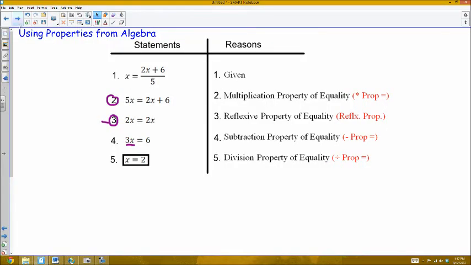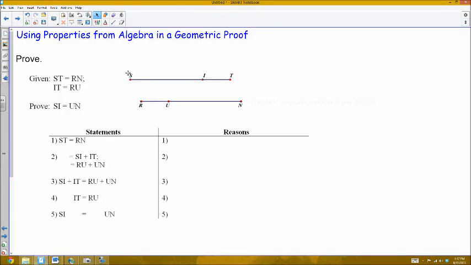You can also use these properties in a geometric proof, such as this. Given that ST is equal to RN, so ST, this entire length segment, is equal to RN, this entire length segment, and also SI is equal to RU, so this tiny segment and this tiny segment. Now one tip I would suggest is that when you have small segments that you can easily label as congruent, I would do that to visually represent that information in my diagram. So now I can see that information without having to go back to this given.